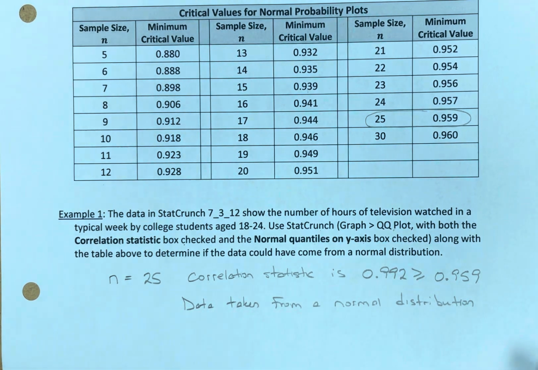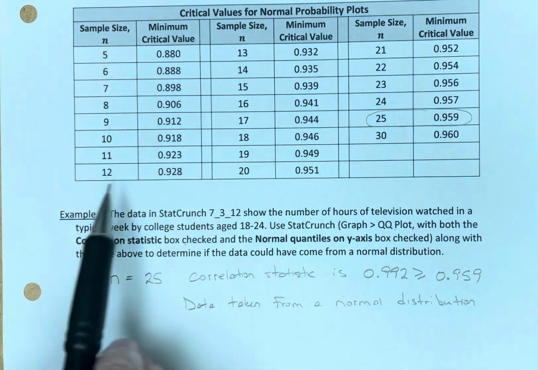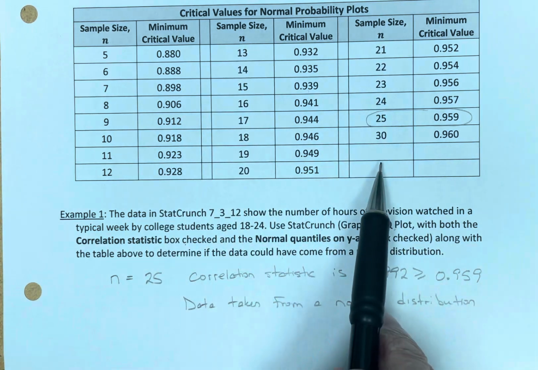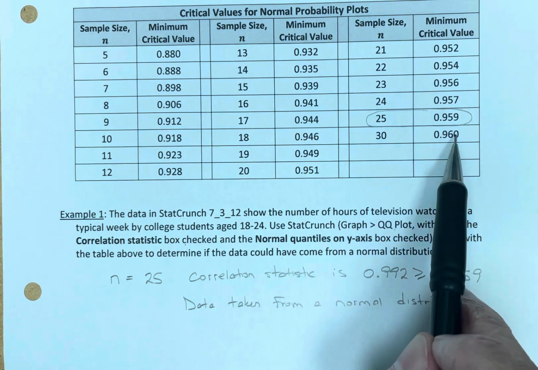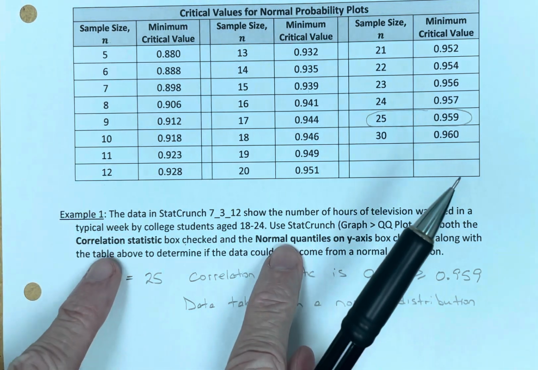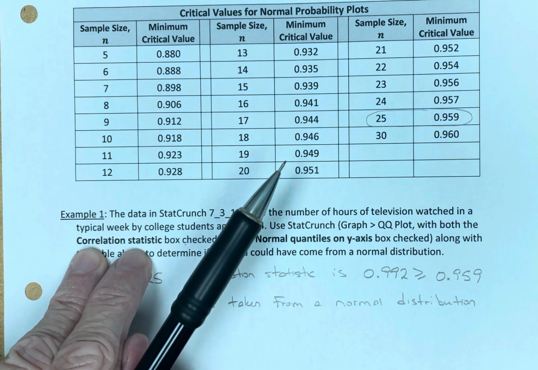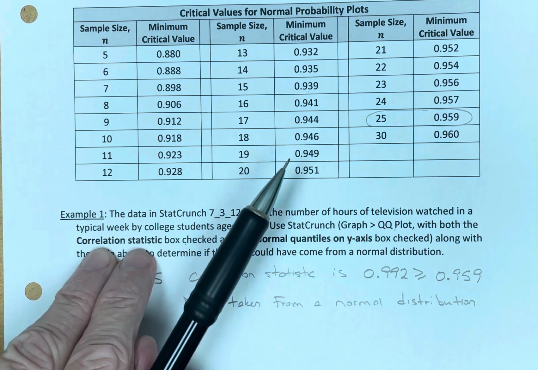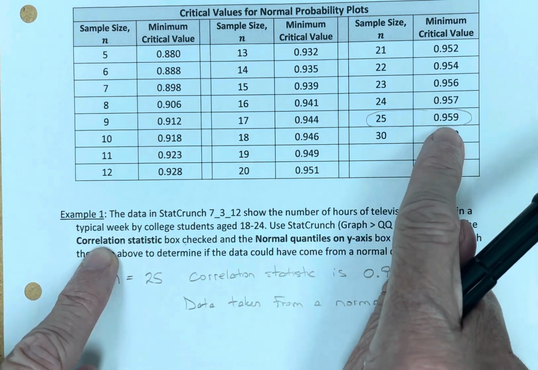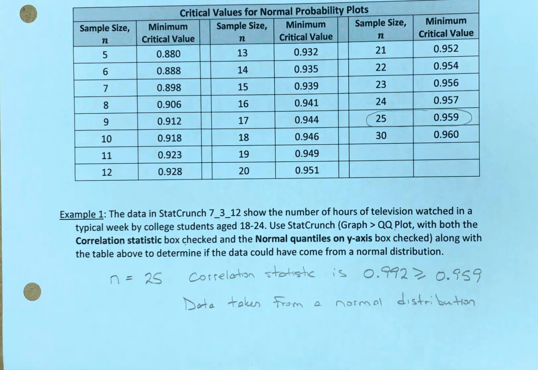All right, there you have it. That's how you assess normality using a QQ plot. Keep in mind, you need to make sure you know the sample size, because that gives you the minimum critical value. And then you're simply off into StatCrunch. Make sure these two boxes are checked so you can get this statistic out of that, and you'll compare that statistic to the minimum one you need. If it's greater than or equal to, then guess what? It came from a normal distribution.